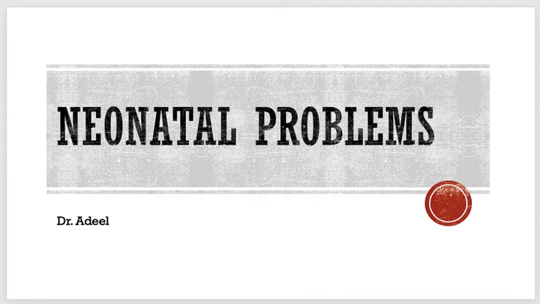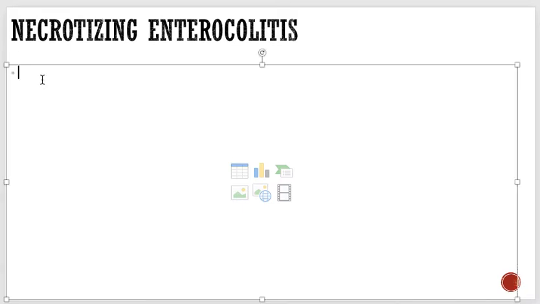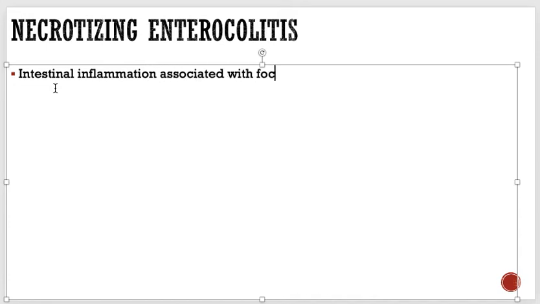So, starting with one more topic that is called necrotizing enterocolitis. As the name shows, necrotizing means necrosis is there, and enterocolitis, there is inflammation of the intestines. It's a very serious condition. How can we define that? It is intestinal inflammation, enterocolitis, associated with focal or diffuse ulceration and necrosis. So it could be focal, it could be diffuse, and there is ulceration, there is necrosis.